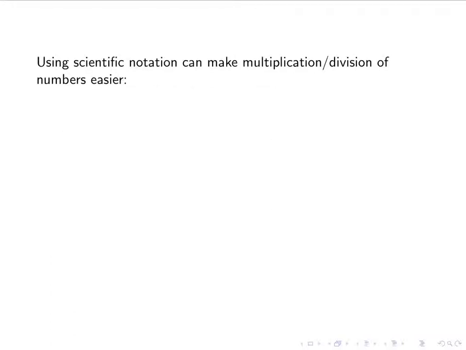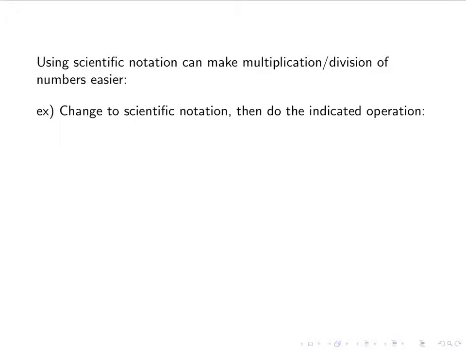Now we're going to do a couple of applications of scientific notation. Using things in scientific notation can make multiplication and division of numbers a lot easier. So we're going to change the following numbers into scientific notation, then do the indicated operation. If I asked you to plug this into your calculator, there's a good chance that some of you would input it incorrectly. You'll have too many zeros or not enough zeros. It's really hard to make sure that you're putting in the right amount of zeros. So what we do instead is we change them both to scientific notation.